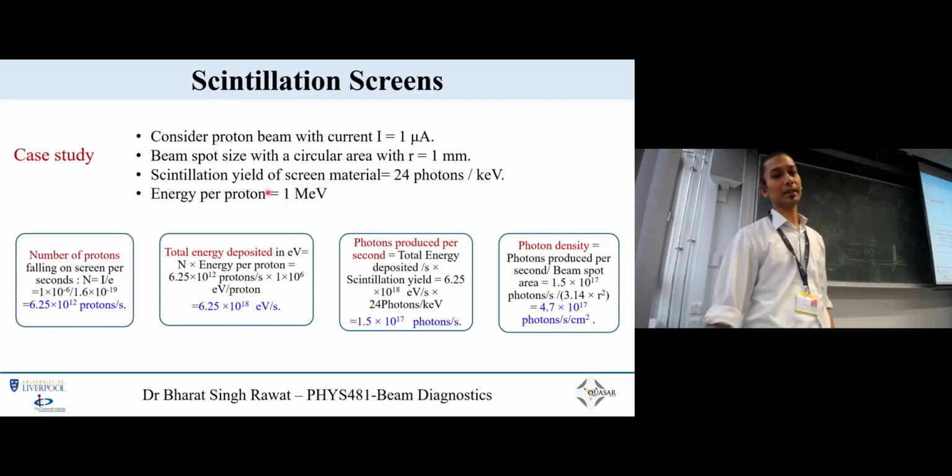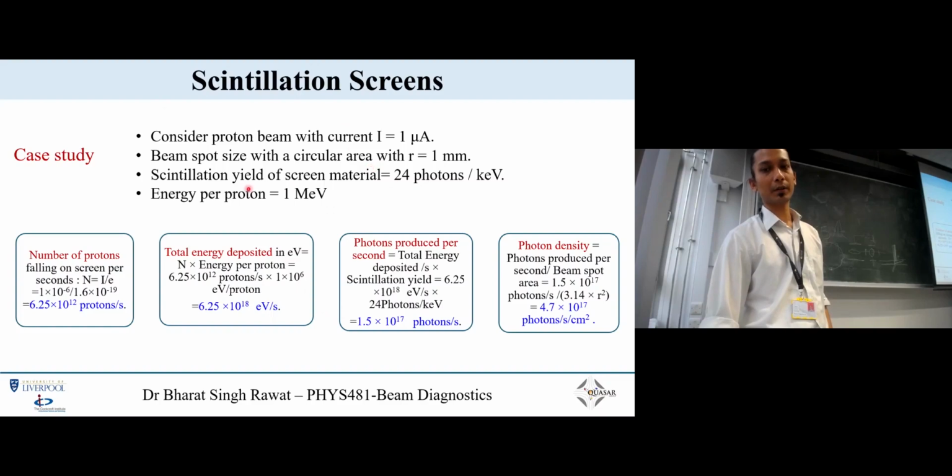Then you estimate the total energy deposited on the target. So you have the total protons per second, and each proton has 1 MeV energy, so total energy is this much eV per second. Now, since you already know the scintillation yield of the material, how many photons will be produced per keV, and you already know the rate at which you are depositing energy, multiplying these two numbers will give you the number of photons per second. Then dividing it by the spot size or the area which interacts, which is pi r squared, you can estimate the total photon density.